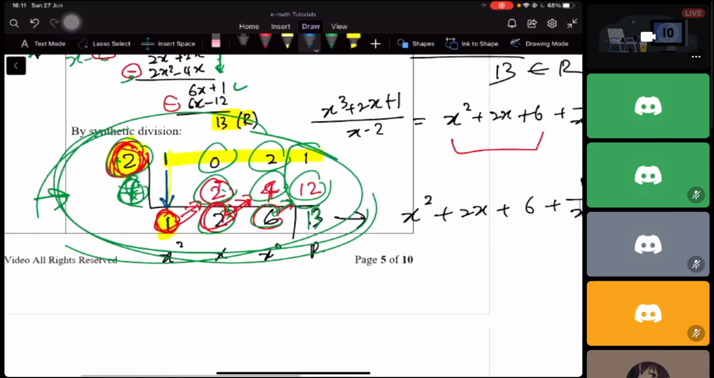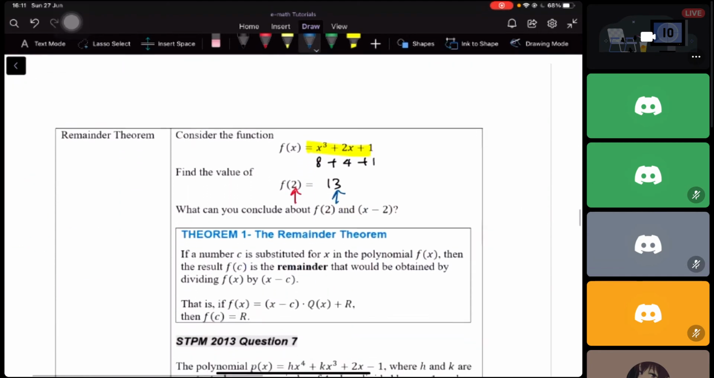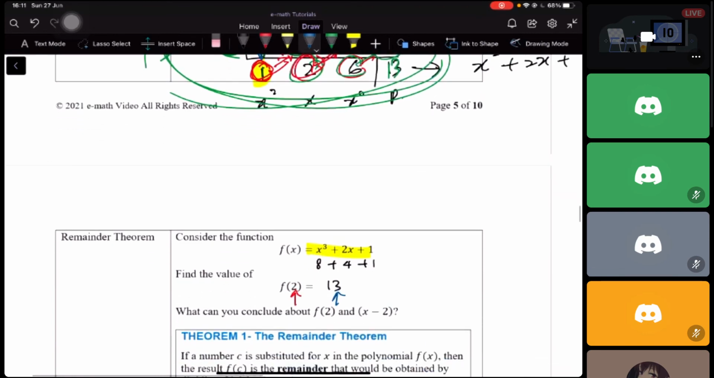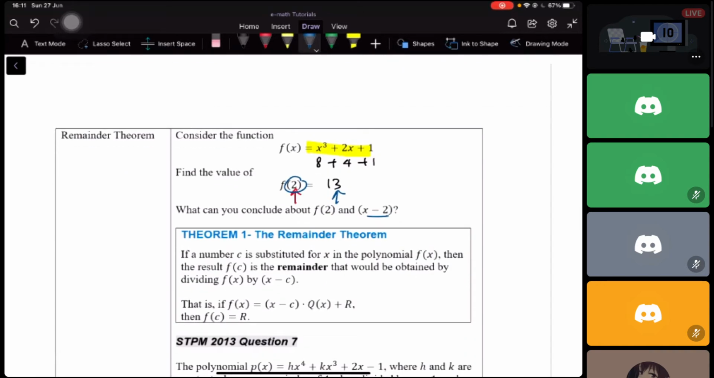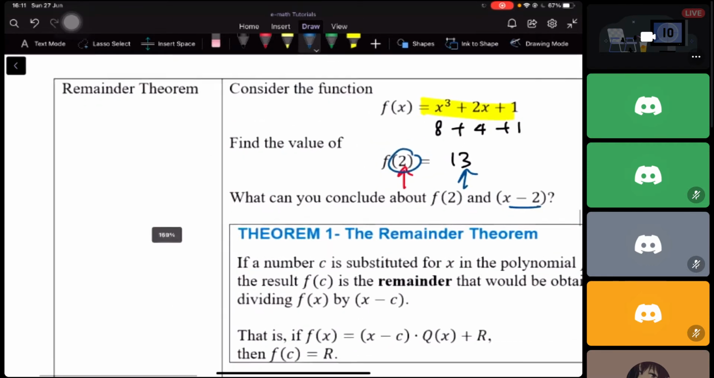So what can you conclude? What can you conclude about this 2, given that just now we divided f of x by x minus 2, right? So here comes our remainder theorem, but this long thing you don't have to read. I will just tell you the story in short.